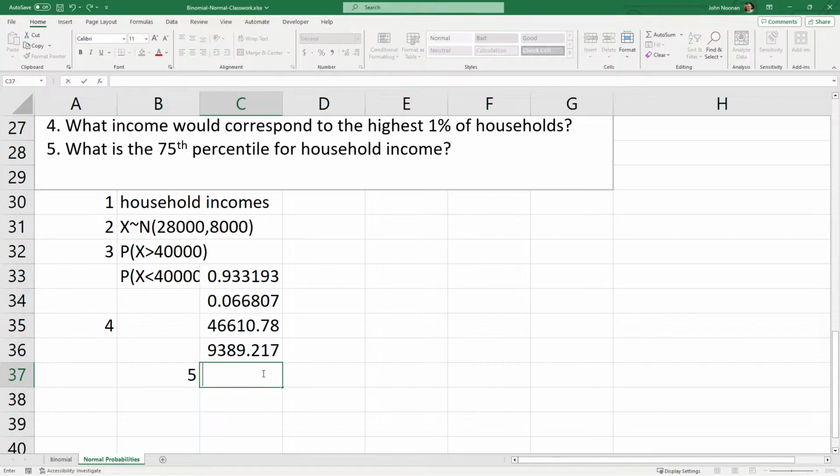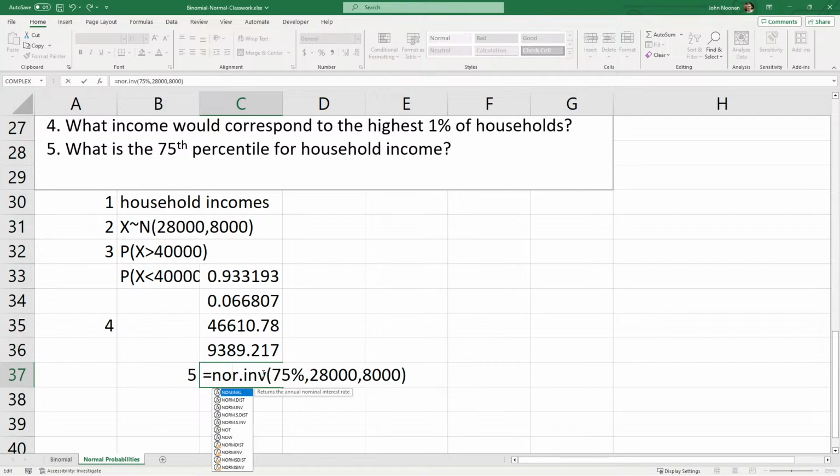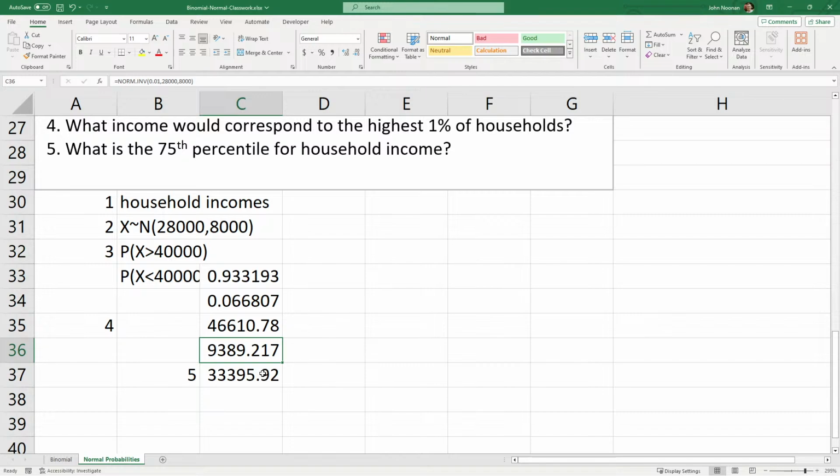This is going to equal norm.inv of 75. Look, I'll even put it as a percent. 75%, and then 28,000, and then 8,000, and then close parentheses. Oh no, what's wrong with me? Oh, it's because I can't spell. I keep hitting the R before the M or whatever. There it is. So it's 33,395. I'm going to delete this just because I don't want it to confuse you. So there's the correct answers.